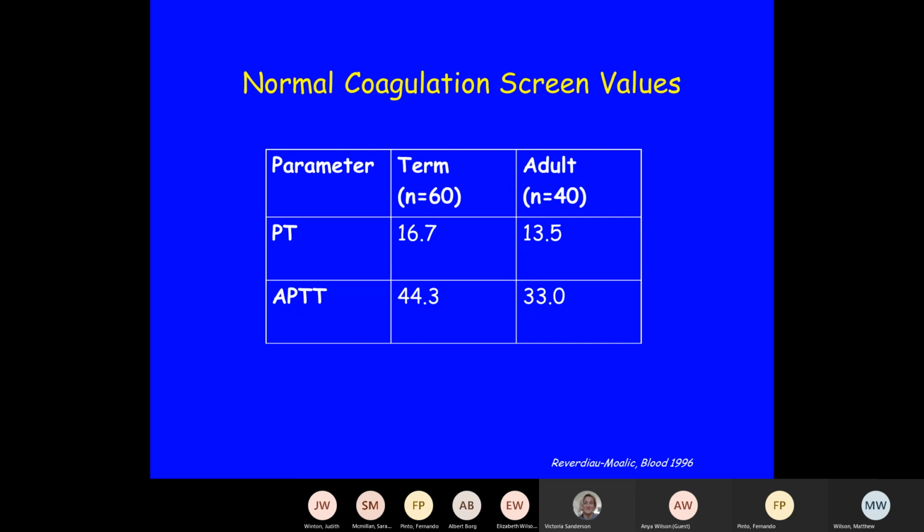So for the term baby, an APTT of 44 in the first few days of life, it's normal. It's not prolonged. The same goes for the PT, which can look more prolonged than the adults, just because of how more immature the coagulation system is in children. But obviously in this baby, the APTT was 70 something, so that's definitely prolonged. Next.